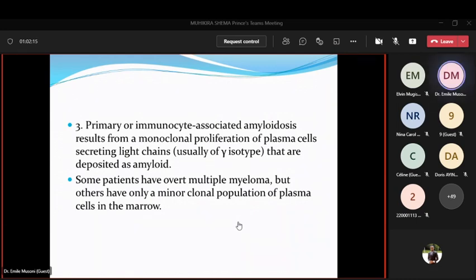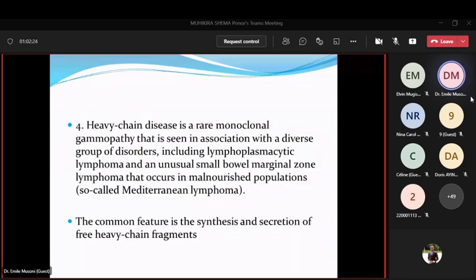Some have heavy chain disease. This one is a rare monoclonal gammopathy. It is associated with a diverse group of disorders, including lymphoplasmacytic lymphoma and usually small bowel marginal zone lymphoma that occurs in malnourished populations, the so-called Mediterranean lymphoma. A common feature is the synthesis and secretion of free heavy chain fragments.